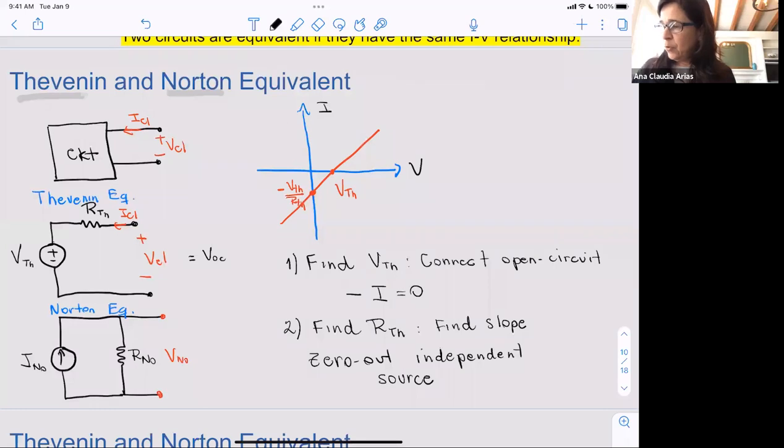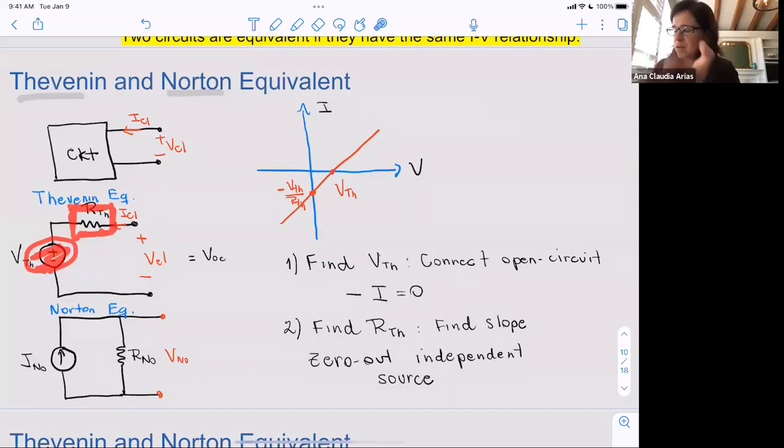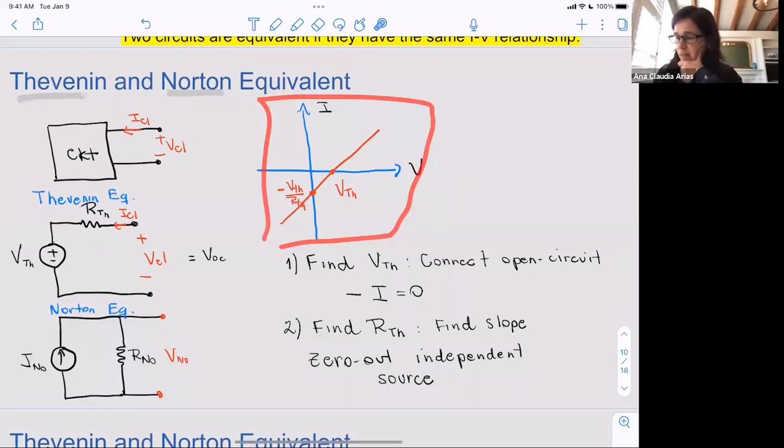Okay, if we zero out the sources, that means we can find the slope, because now all we have is the resistor. If this part here is zero, that means there's no source. So when I'm measuring out here, I'm going to be getting the value of this resistor. Okay, so this is the methodology. And then we get to this plot, which is the simplest possible equivalent circuit that we can get.